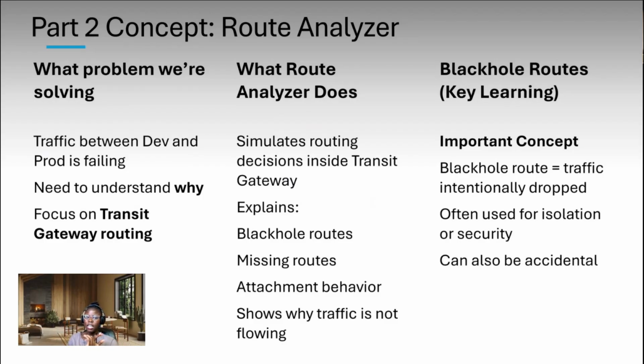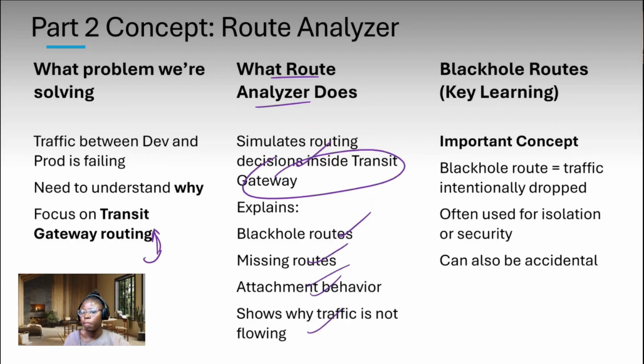But the route analyzer will tell us how the transit gateway routing decisions are being made in that case. Given these route tables, where does traffic actually go? That is what the route analyzer helps you with. So you don't confuse that with the reachability analyzer. It simulates the routing decisions inside the transit gateway. It explains the routes, black holes, missing routes, any attachment behaviors, and so on, why traffic is not flowing.